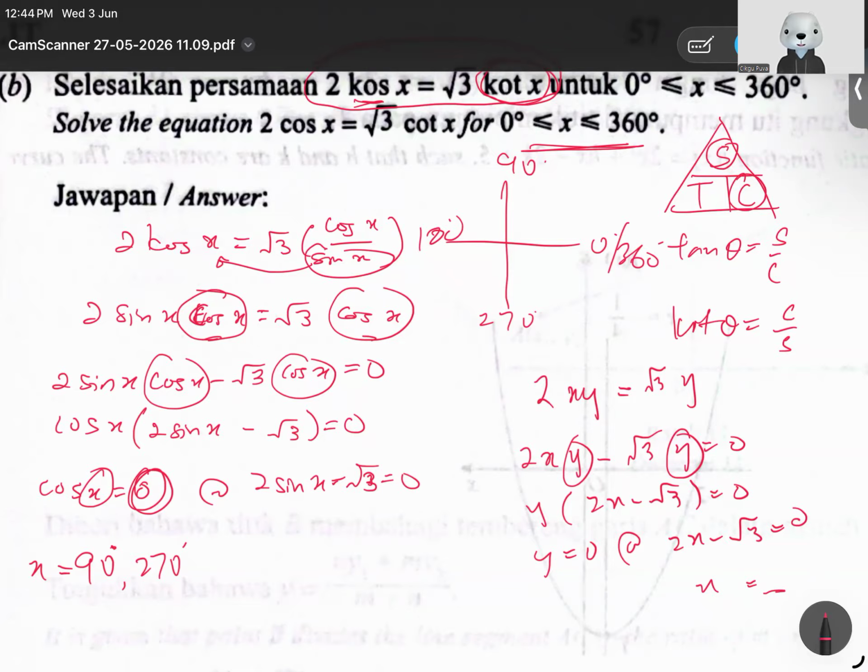Just press cos 90, you're getting 0, so x is 90. Now, sin x equals to, shift everything, square root 3 over 2. I shift this, negative becomes positive, and this one is times, divided by 2. I directly change. If you cannot, you can do it one by one.